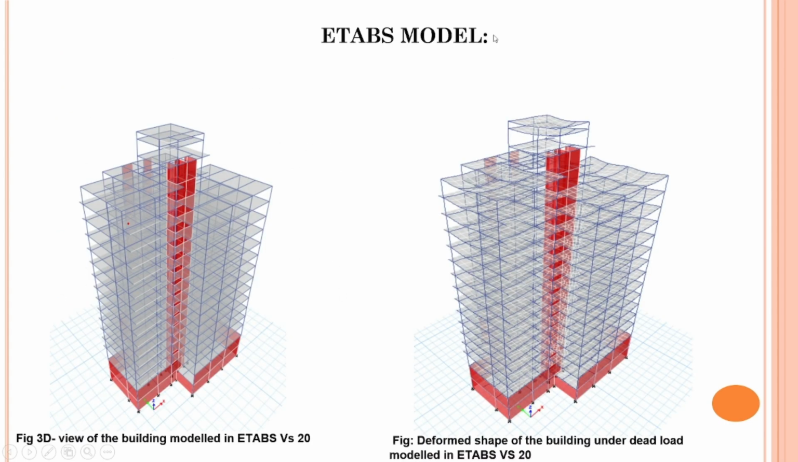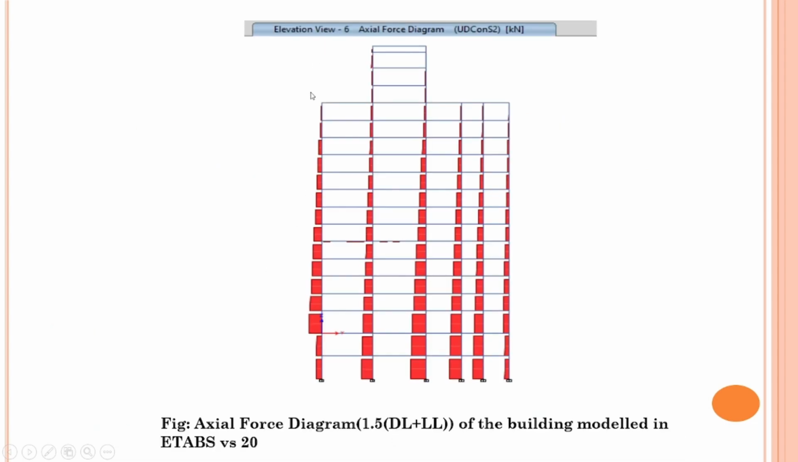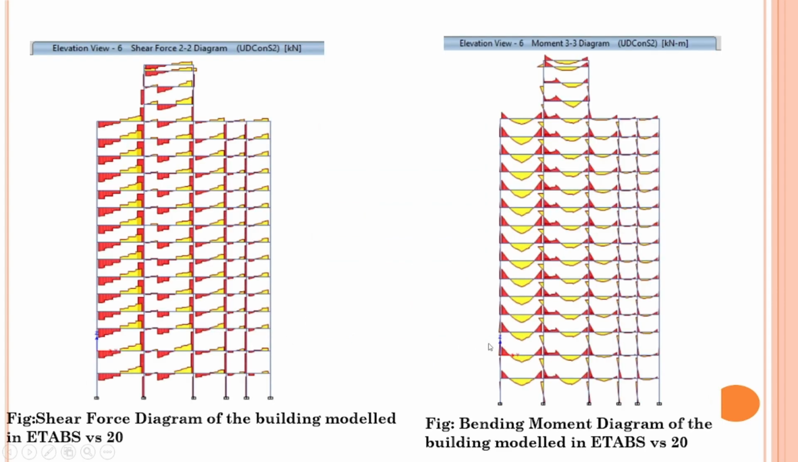The next is the ETABS model. After completing the ETABS model, you get this kind of 3D view of the ETABS building model and the deformed shape. After analysis and design, you get deformed shapes like this to present. And the next thing you have to present is the axial force diagrams on 1.5 dead load and dead load plus live load, that means 1.5 times dead load plus live load, and the shear force diagram and bending moment diagrams.